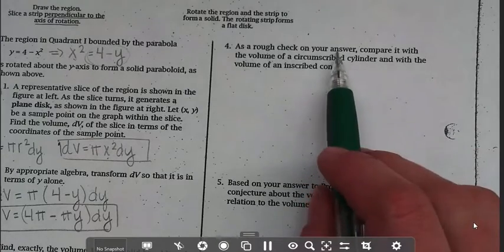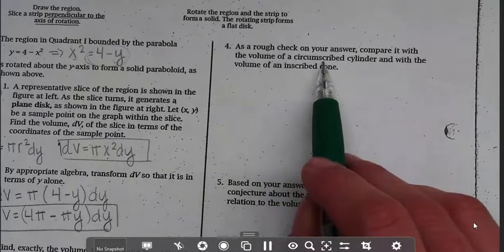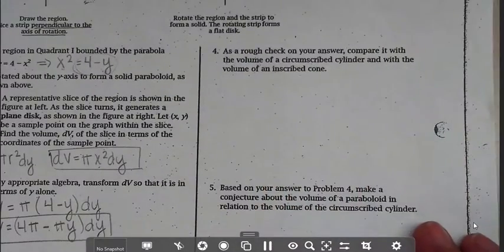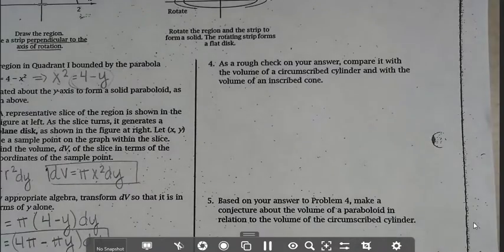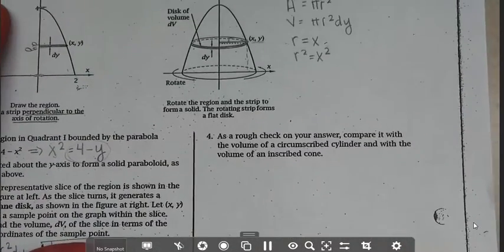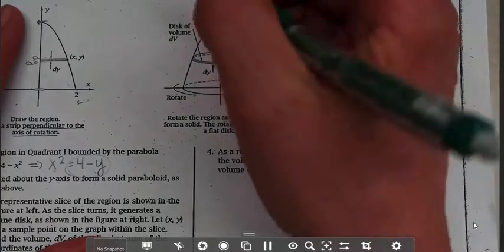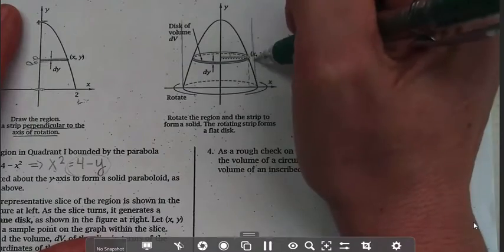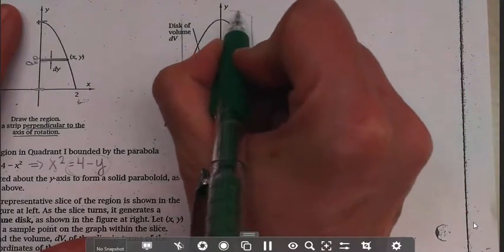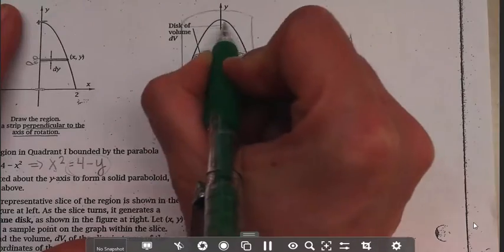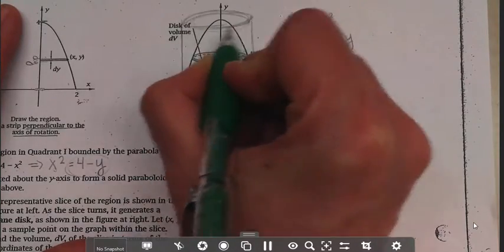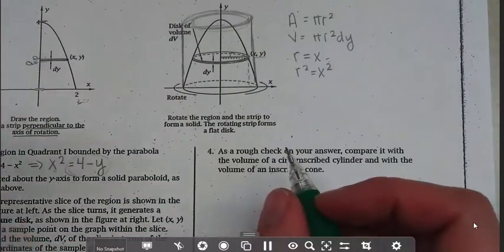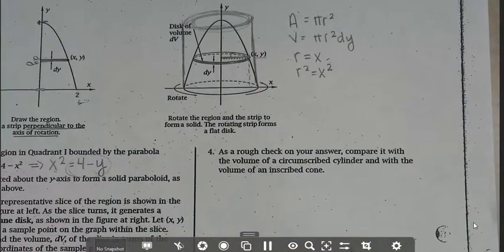As a rough check on your answer, compare it with the volume of a circumscribed cylinder and with the volume of an inscribed one. Okay, what the heck? Well, this takes you back to geometry. A circumscribed cylinder is going to be one that goes along the outside. So thinking about something like, well, pretend like I can draw. Right, so there's your circumscribed cylinder.